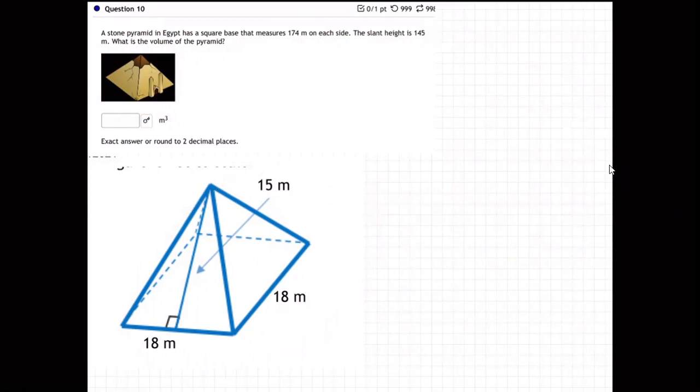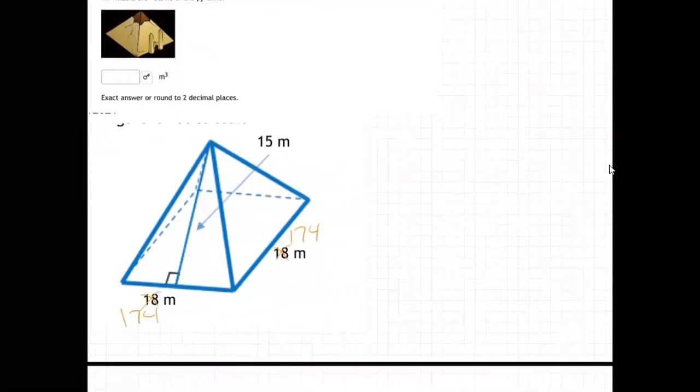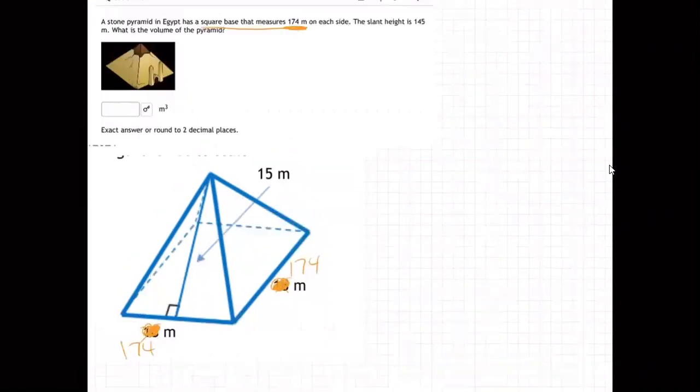They're saying the square base is 174 on each side. So let's change this to be 174, and 174, because that's really what they're saying. It's 174 by 174 instead of the numbers I had. Okay, and then what else are they saying?